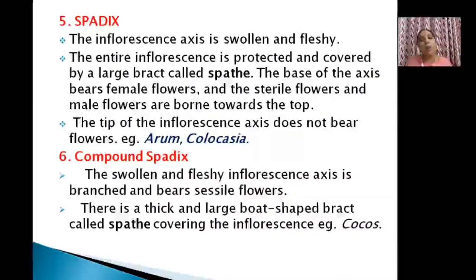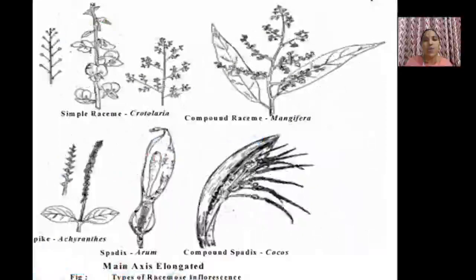Then compound spadix is what? Branched sessile flowers, but a large boat-shaped bract, the spathe, covers. Many such branched sessile flowers. You know Cocos, the coconut flower. That is the example. See here, this is the example for spadix. This central portion is the actual inflorescence. This is the spathe that covers.